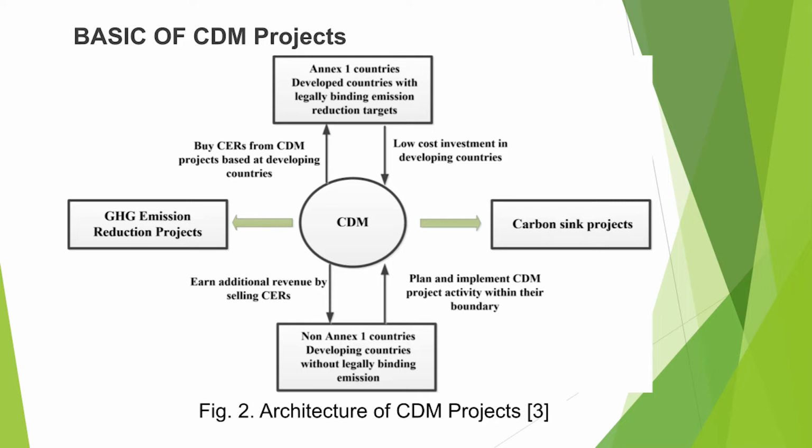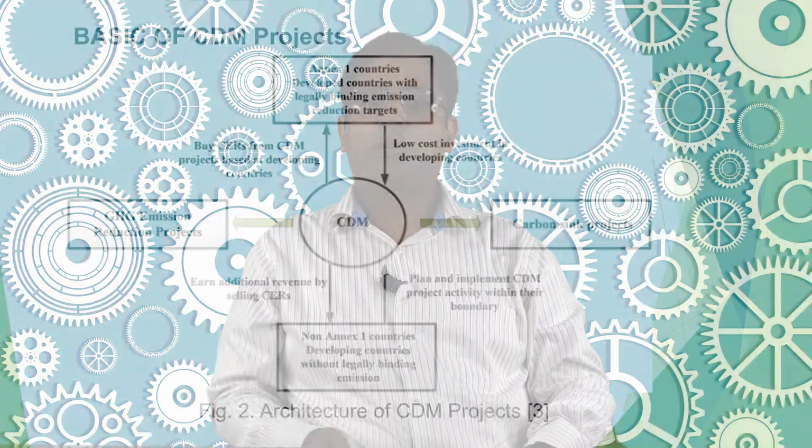But on the other hand, the target of the Annex 1 countries is to provide these CDM projects at a lower cost, whereas non-Annex 1 countries plan and implement CDM project activities within their boundary. Now we will talk about the objectives of the CDM projects, because if you are going to implement anything, we should know what the aims or objectives behind these CDM projects are.